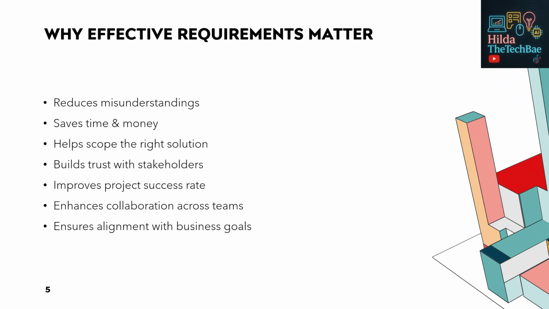So there is less back and forth during development, fewer surprises at testing, and ultimately a smoother path for delivery. So think of it as giving your project a roadmap and a compass at the same time. Ultimately, clear requirements are one of the biggest predictors of a successful project because they reduce risk, increase alignment, and keep everyone moving in the same direction always.